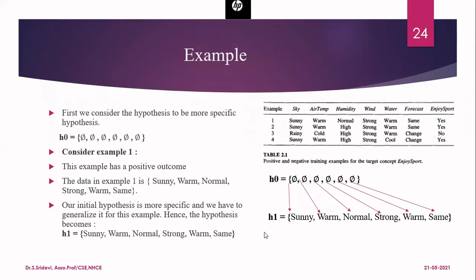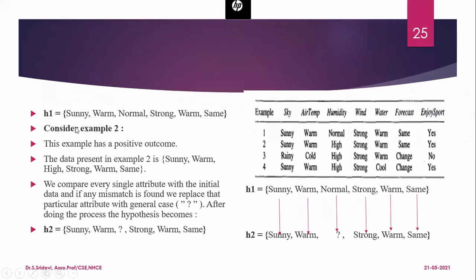Now we are going to proceed with the second example. So when I start the second example, my hypothesis is H1. I am considering the second example. Here I have written the hypothesis H1. Now let us consider the second example. Sky is sunny. You see whether sunny is present in the first parameter of the hypothesis H1. Yes, it is there.